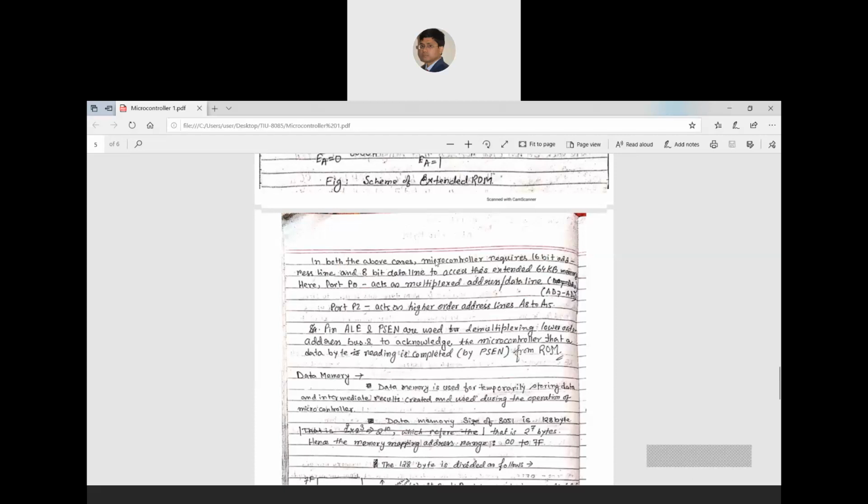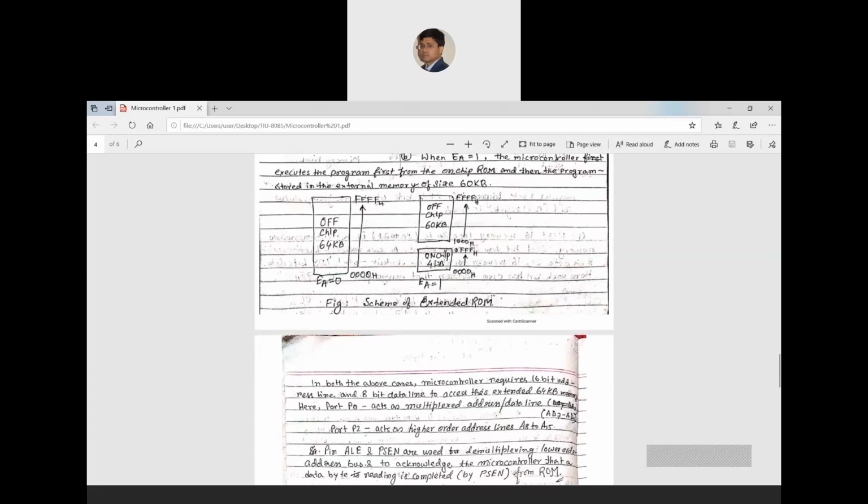This is how you can easily understand that the total size of ROM that can be used in the 8051 microcontroller is 64 kilobyte, and there are two options. I can use the total 64 kilobyte externally, or I can use some portion internally and some portion externally. So which pin will decide among these two architectures? EA.